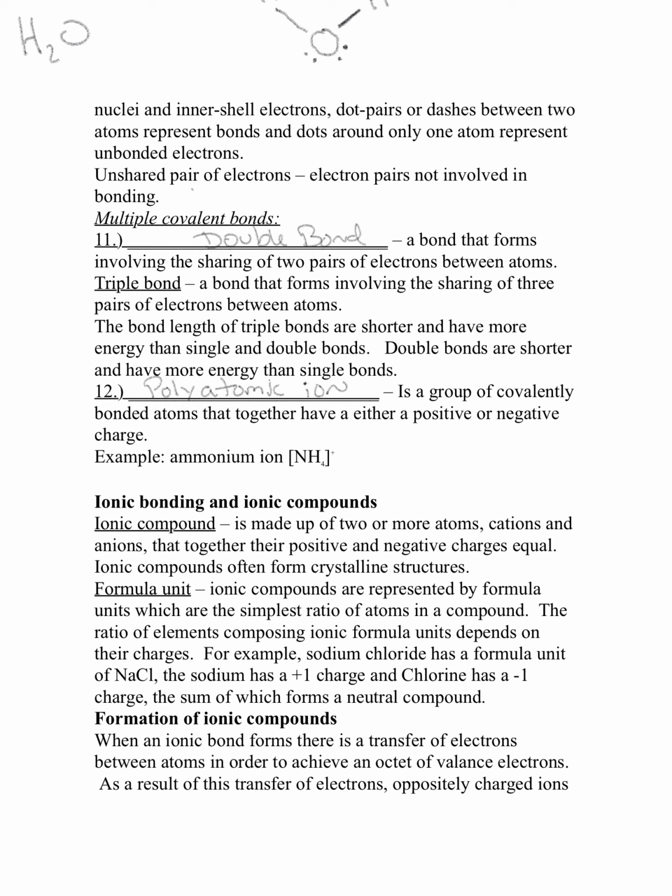Now you can have multiple bonds. A double bond is a bond that forms involving the sharing of two pairs of electrons between atoms. And a triple bond is a bond that forms involving the sharing of three pairs of electrons between atoms.